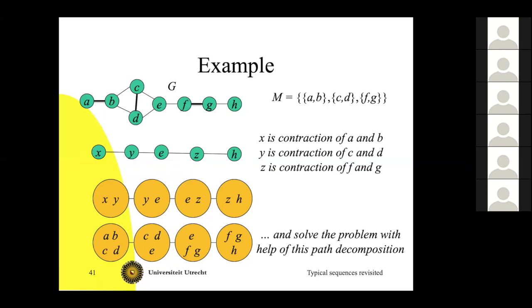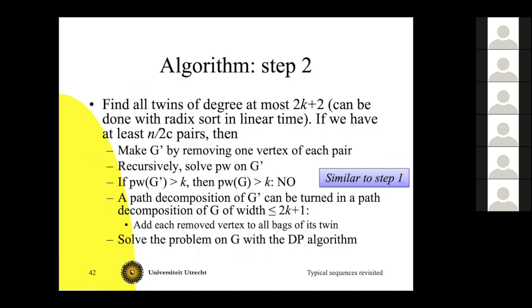So we use this algorithm, which gets as input a tree decomposition or path decomposition of width, basically twice the value we want to have, and it tells me whether there is one with width at most k, and if so, it also gives the optimal path decomposition. So this is how the algorithm works.